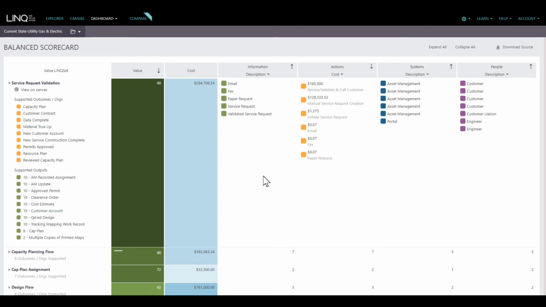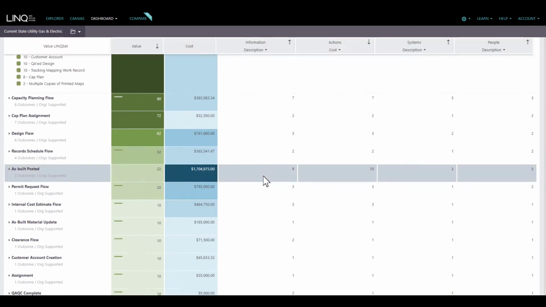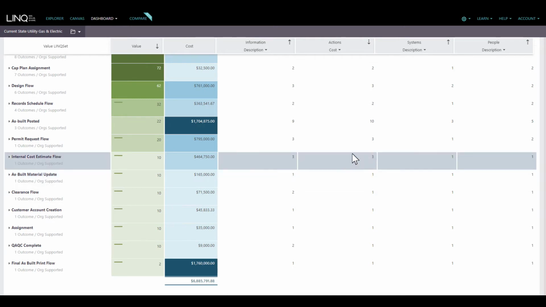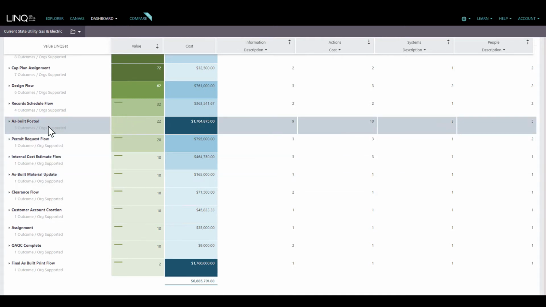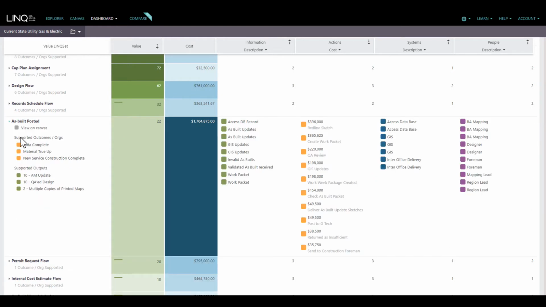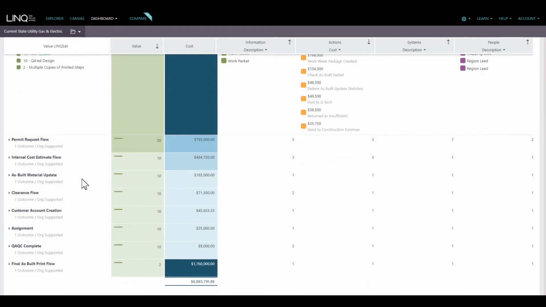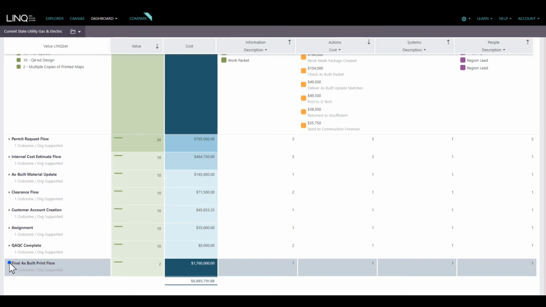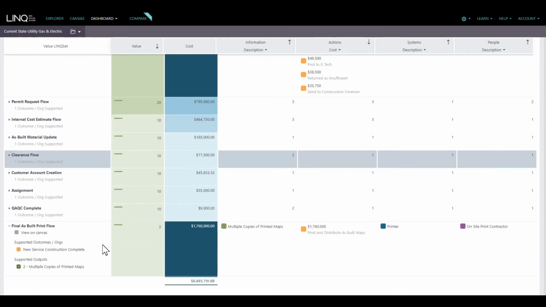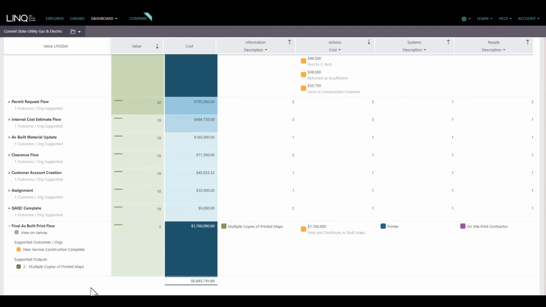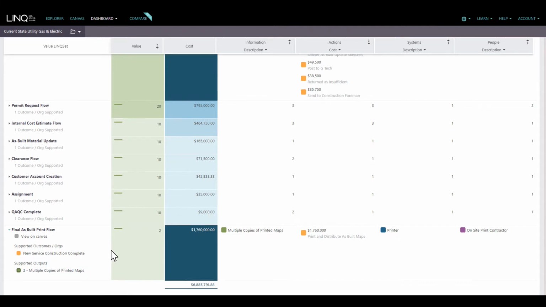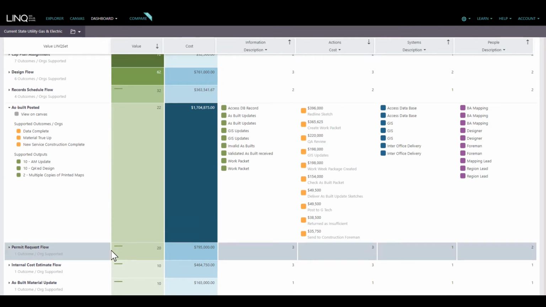As we go down in value, you can see some of the other costs, and there are two red flags here. The LINQ set as-built posted costs $1.7 million. That's nearly the most expensive part of the process, and it's delivering very low value. At the very bottom of the value scale is the final as-built print flow. This delivers the lowest value and costs the most. You can see right away that these two areas present great opportunity for rework and cost savings.